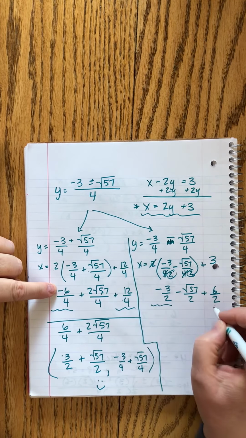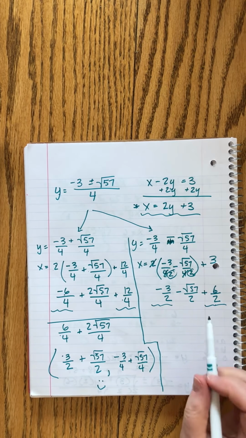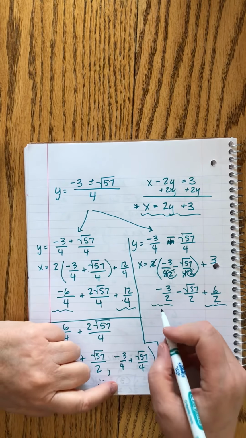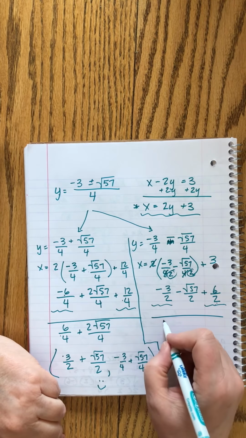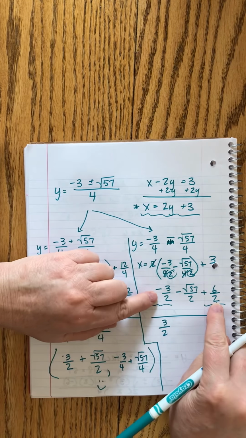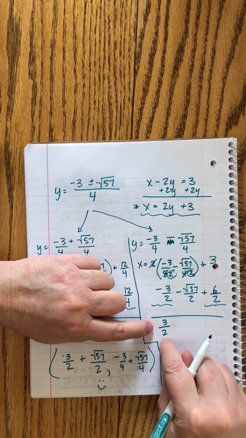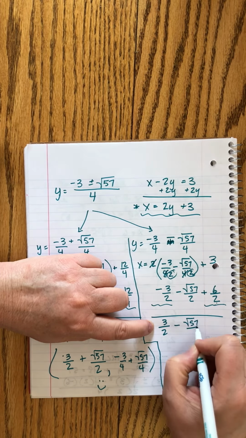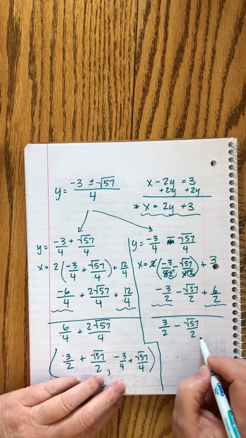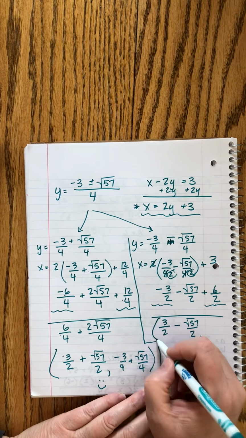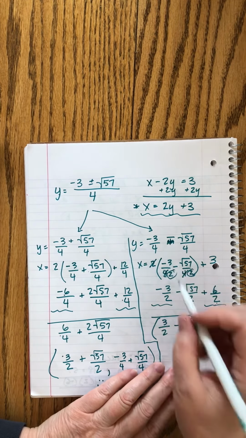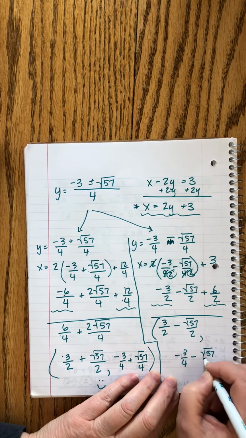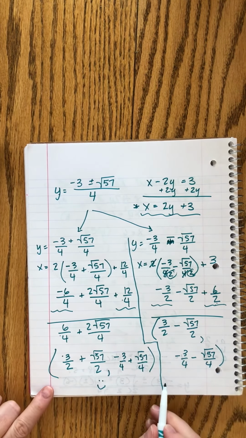Just like over here, I can combine the two regular fractions. I can't do anything with that square root of 57. That's a mess. I can't touch that. But I can combine these guys, and I get positive 3 over 2, right? Because minus 3 over 2 plus 6 over 2 gives me positive 3 over 2 minus square root of 57 over 2. That's our new x value. So I put a comma, I put parentheses on this, right? And my y value was minus 3 over 4 minus square root of 57 over 4. This is my second pair of points.